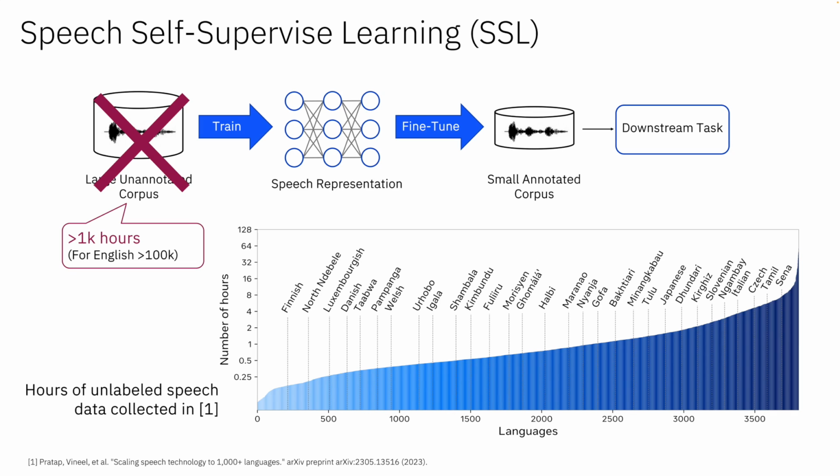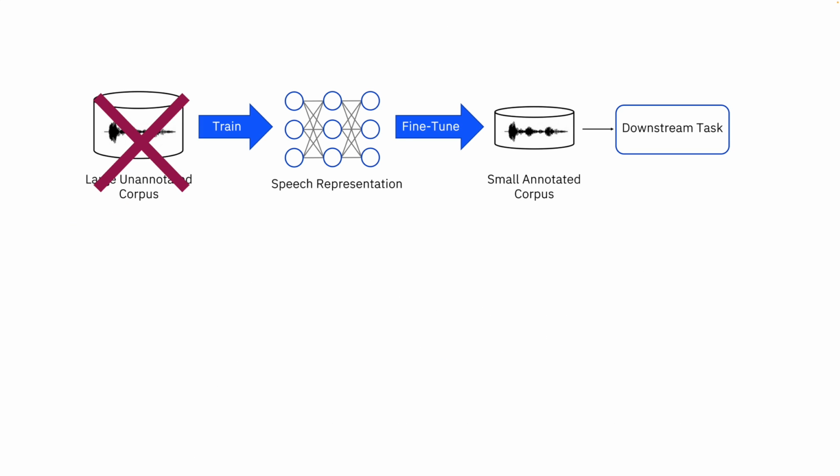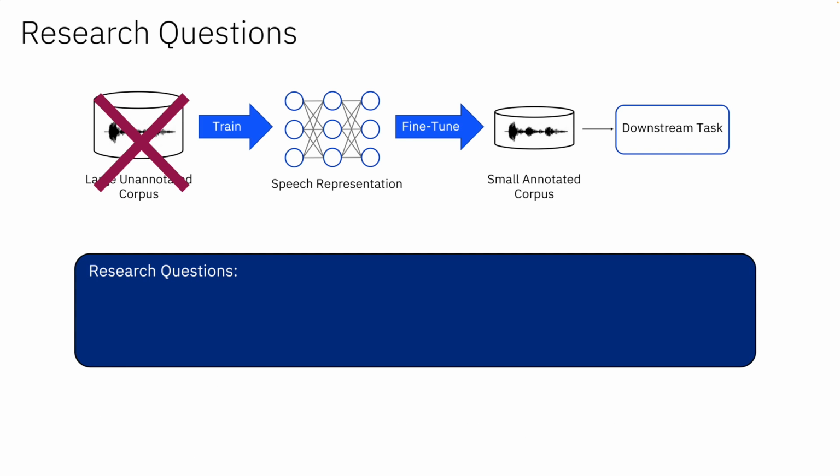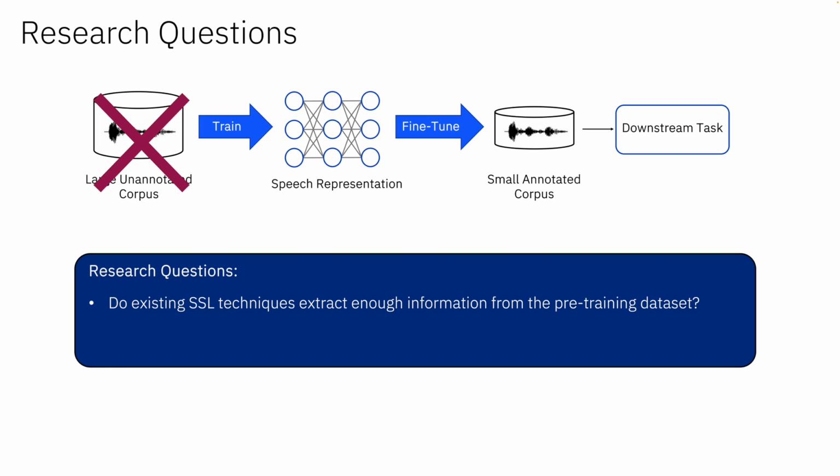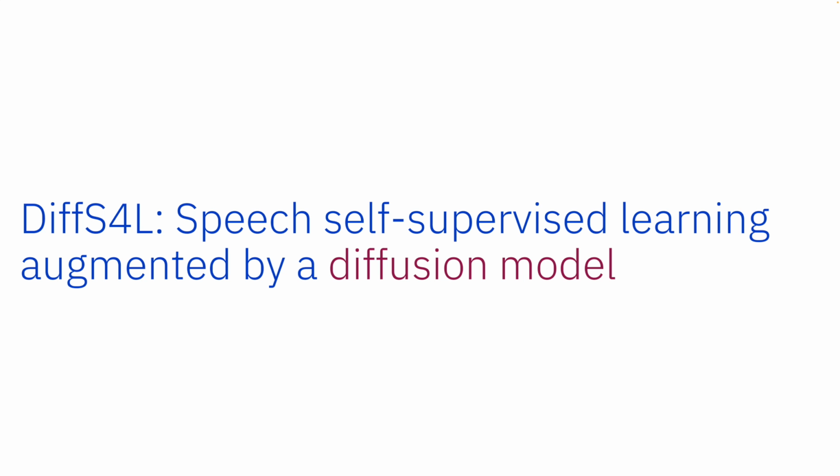In situations where the pre-training dataset is limited, it becomes crucial to maximize the amount of information captured from the pre-training dataset. Therefore, we raise the following research questions. Do the existing SSL techniques fully extract the information in the limited pre-training dataset? Could we further extract information that is overlooked by the existing SSL approaches? In this paper, we propose DiffS4L, a speech self-supervised learning method that augments the limited pre-training dataset using a diffusion model, which can contribute to a much better pre-trained model, particularly under low-resource scenarios.